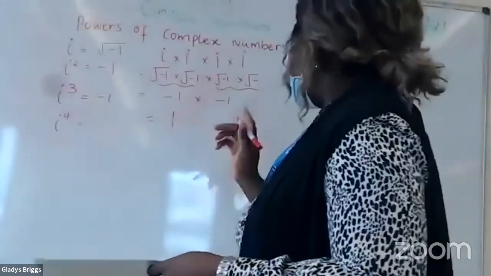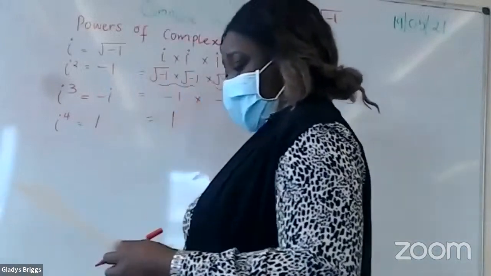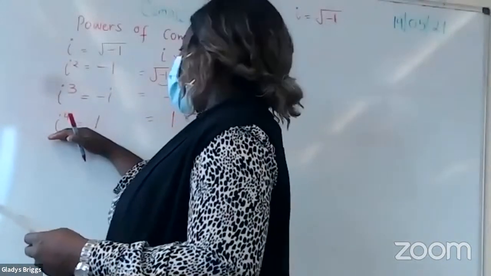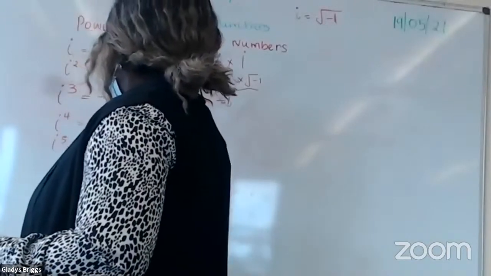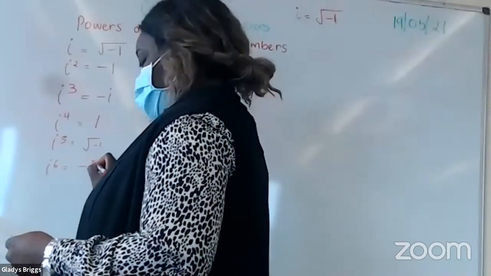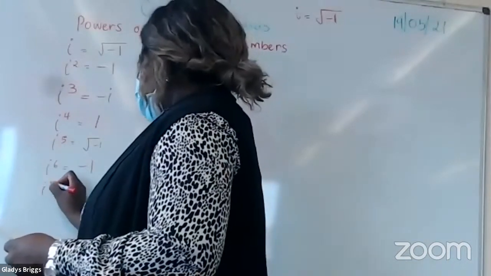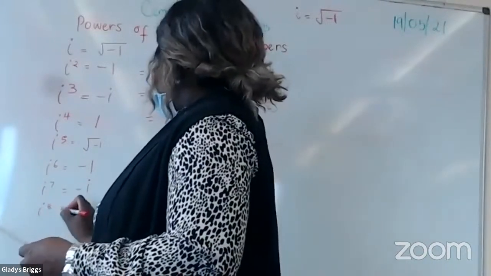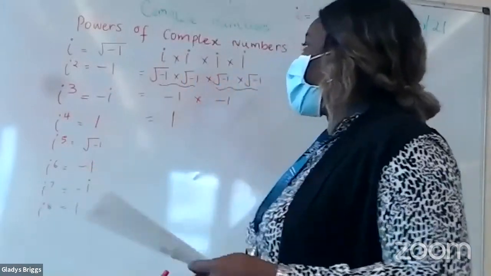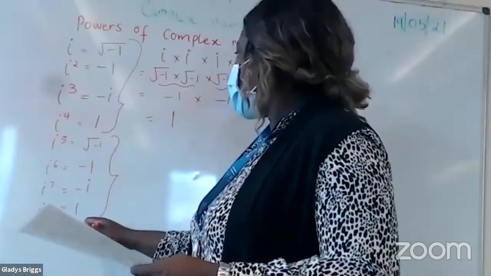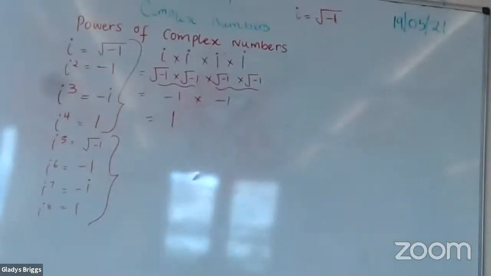Just 1. Okay, it's 1. And so that repeats itself. After every fourth power, it repeats itself. So when you come to i to the power of 5, it's going to become the square root of -1, i. And i to the power of 6 is going to become -1. And i to the power of 7 is going to become -i. i to the power of 8 is going to become 1. Just like that, every fourth power, the pattern is going to repeat itself again and again and again. Okay?